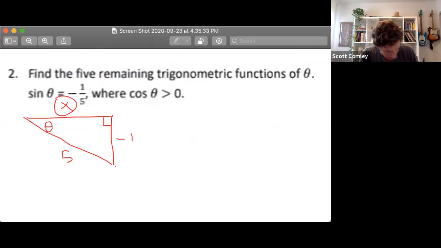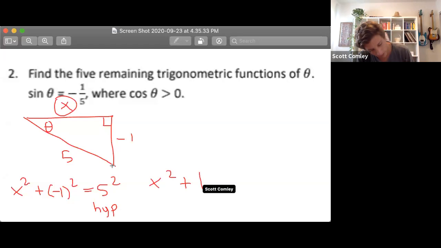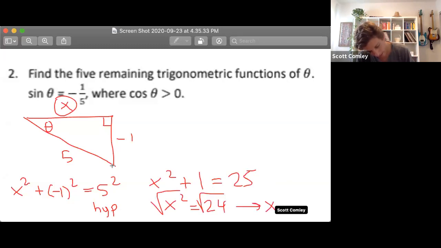Pythagorean theorem says one side squared plus another side squared is equal to the third side squared. But the third side is always the hypotenuse. That's a must. It's got to be the long side by itself. So x squared, well, -1 squared is just -1 times -1, which makes 1. And then 5 squared is 25. We'll subtract the 1 over, we get x squared equals 24. And then we square root both sides. What do we get? X is equal to square root 24.